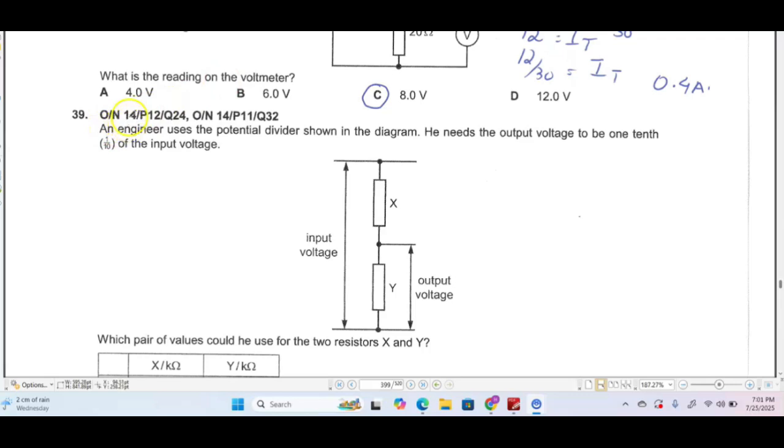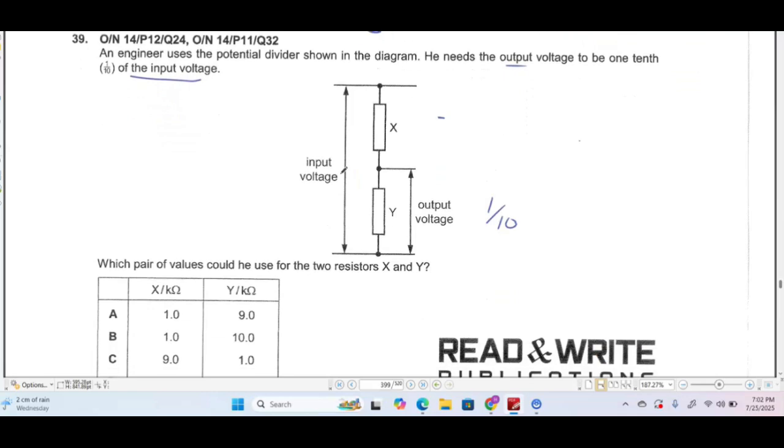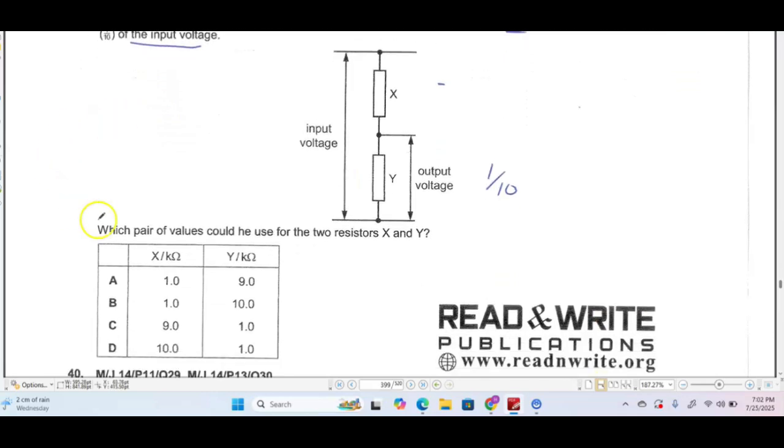Question number 39. An engineer uses the potential divider shown in the diagram. He needs the output voltage to be 1/10 of the input voltage. Okay. So this needs to be 1/10 of this whole thing. Which pair of values could he use for the resistors X and Y?